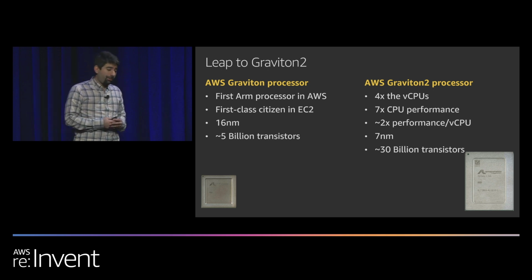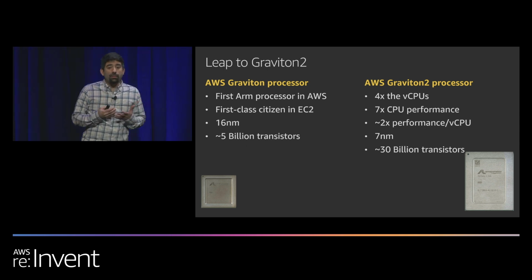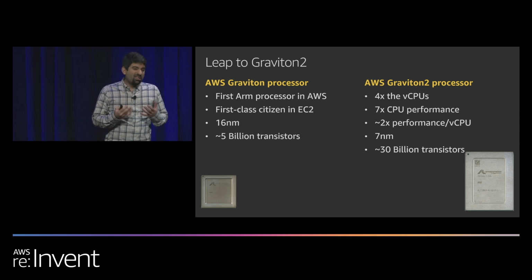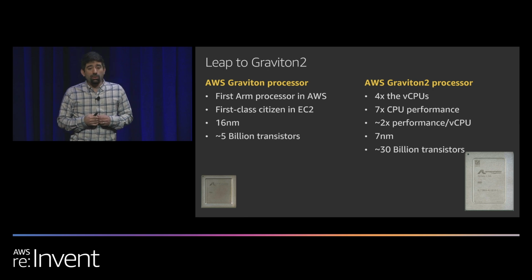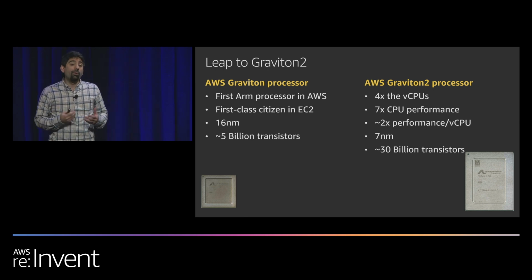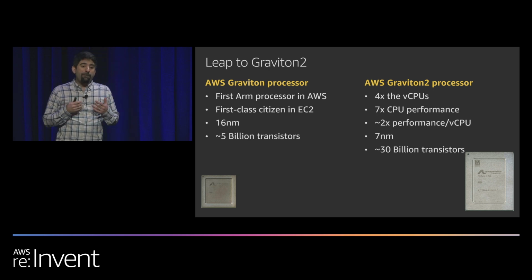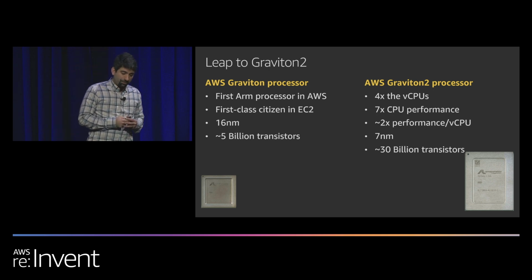It wasn't earth-shattering. With the Graviton 2, we have, as Sudhir mentioned, 4 times the number of CPUs, over 7x the performance in the chip. That turns out to be about 2 times the performance for every vCPU from the A1 instance, which is a big leap. And it's built in an industry-leading 7-nanometer process. It has around 30 billion transistors in it.